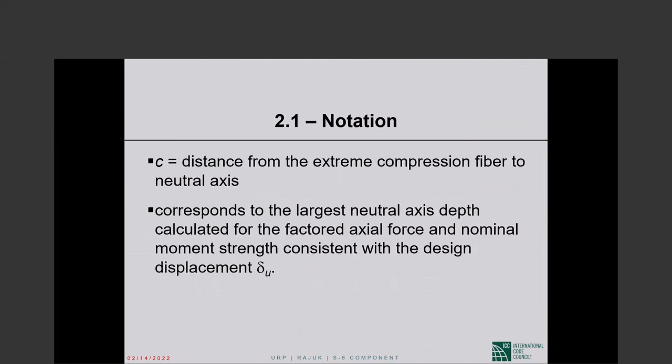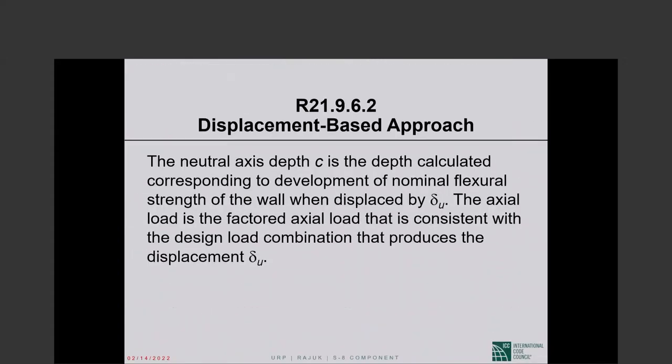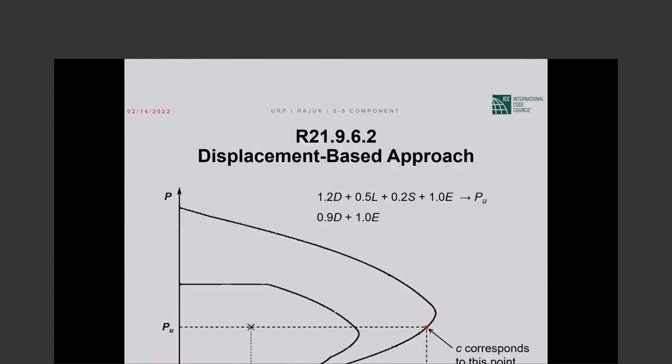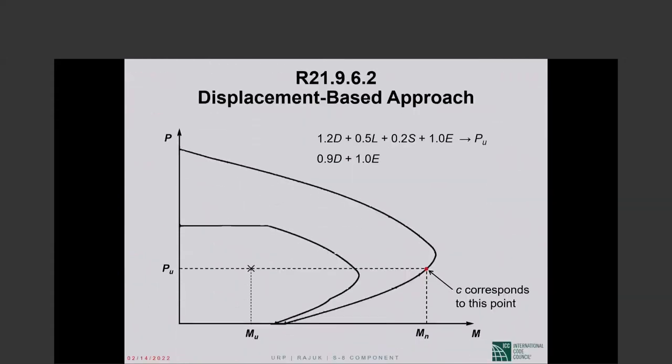The calculated neutral axis depth C, the notation just says distance from extreme compression fiber to neutral axis. That doesn't tell you anything. Corresponds to the largest neutral axis depth, and then there is commentary which is helpful. Anyway, let me tell you, this is extremely important what this calculated C is. Okay, what it exactly is.